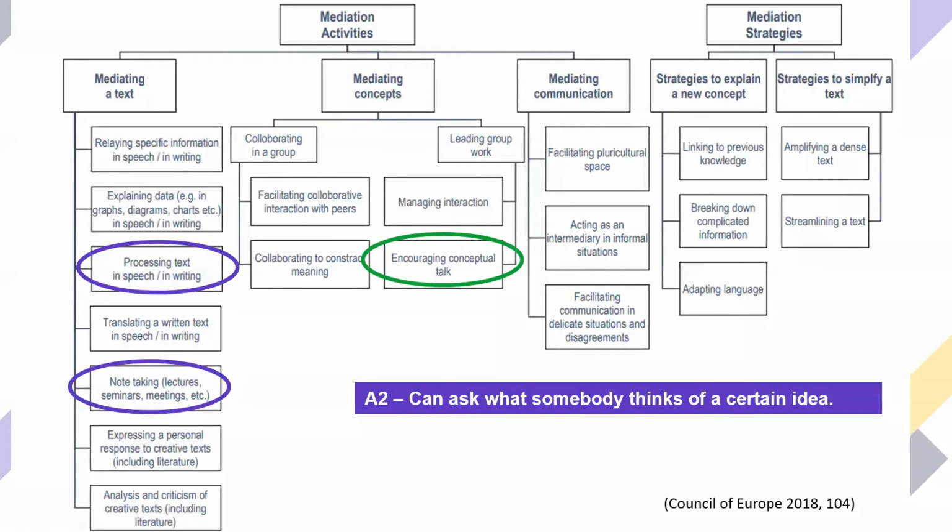Okay, moving on to mediating concepts now, George. So the can-do statement we think is most appropriately linked to this is, as you can see at A2, can ask what somebody thinks of a certain idea. Yeah, because when I saw this activity encouraging conceptual talk, I was like, this is quite a lot, maybe for primary, but you can see how it can be adapted to lower levels with this can-do statement.